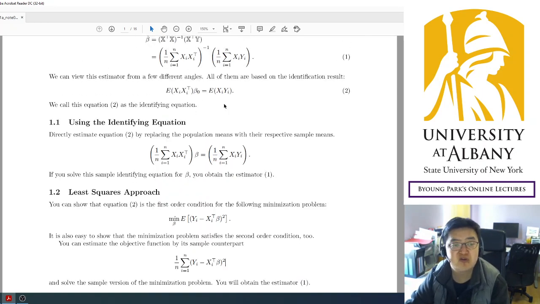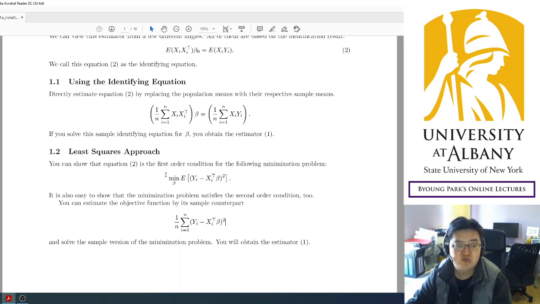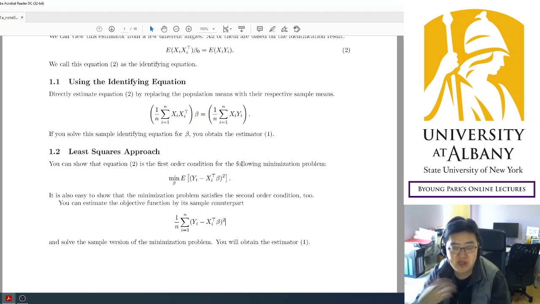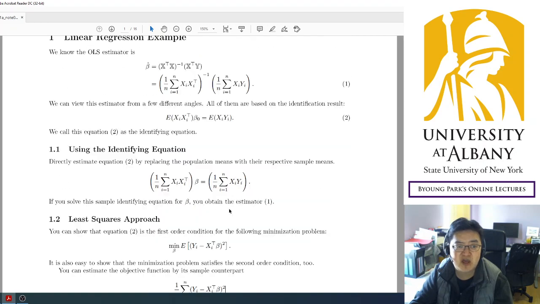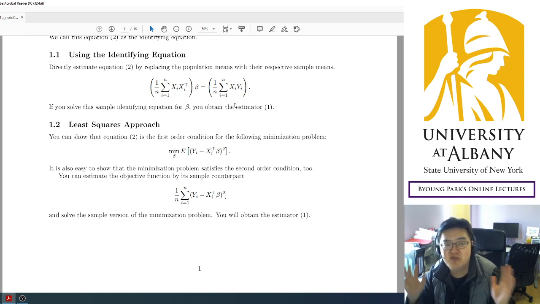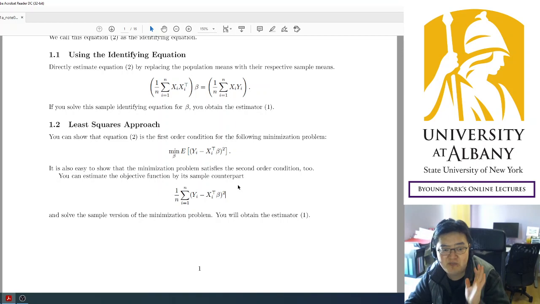So then what you are going to do here is you are going to solve the same problem using the sample, right? Not using the first order condition, but using the minimization itself. Anyhow, if you minimize this, you are going to get the same OLS estimator, right? By the way, all of the results are the same OLS estimator, because the linear regression model is so simple.